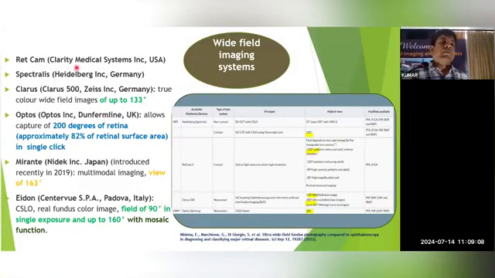We had the RetCam, which was used mainly for ROP screening. It has a contact and non-contact system. Then we have the Spectralis Heidelberg. Then we have the Clarus, which can capture up to 130 degrees of the retina.